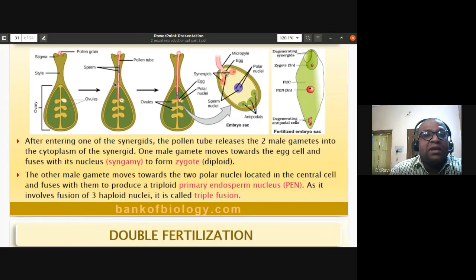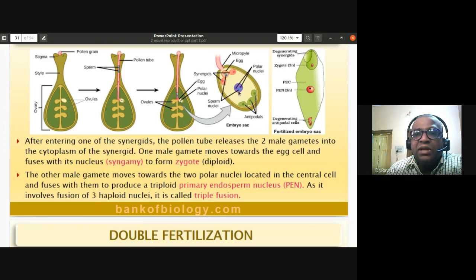Once the pollen tube enters the ovary, it enters the ovule through the micropylar region, and they are guided into one of the synergids by the filiform apparatus. Once they enter within the synergids, the pollen tube contents are released. There are two sperm cells. One of the sperm cells fuses with the egg cell in the egg apparatus to form the zygote.